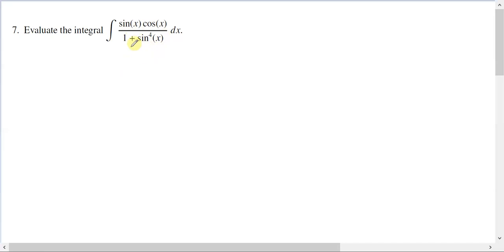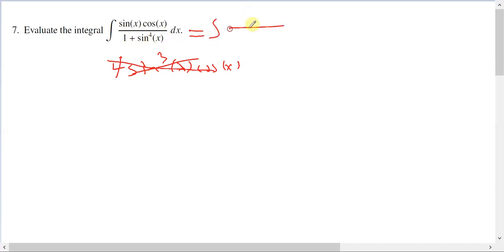Substitution is my next option. You could try to substitute for the entire denominator, but you can see the derivative is going to involve 4 sine cubed and then the derivative of sine, so that's more than I need. I only have a sine and cosine in the numerator there, so that's not going to work if I do a substitution for the denominator. But the other substitution that we key on is when we can write the denominator as 1 plus something squared.